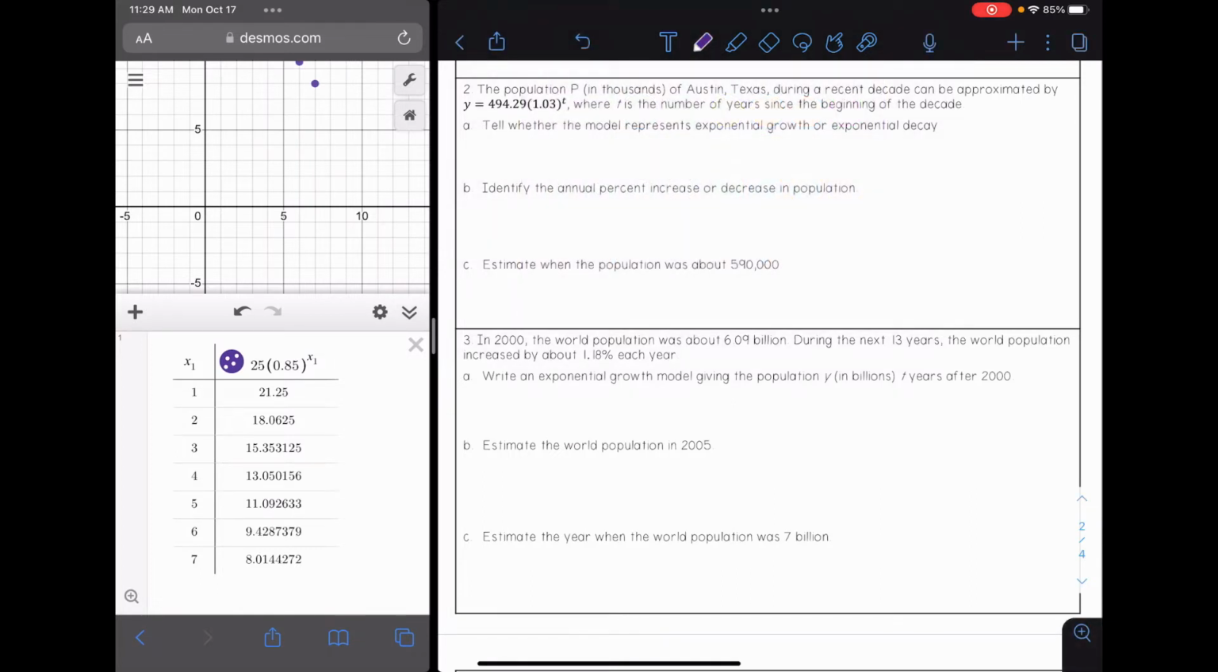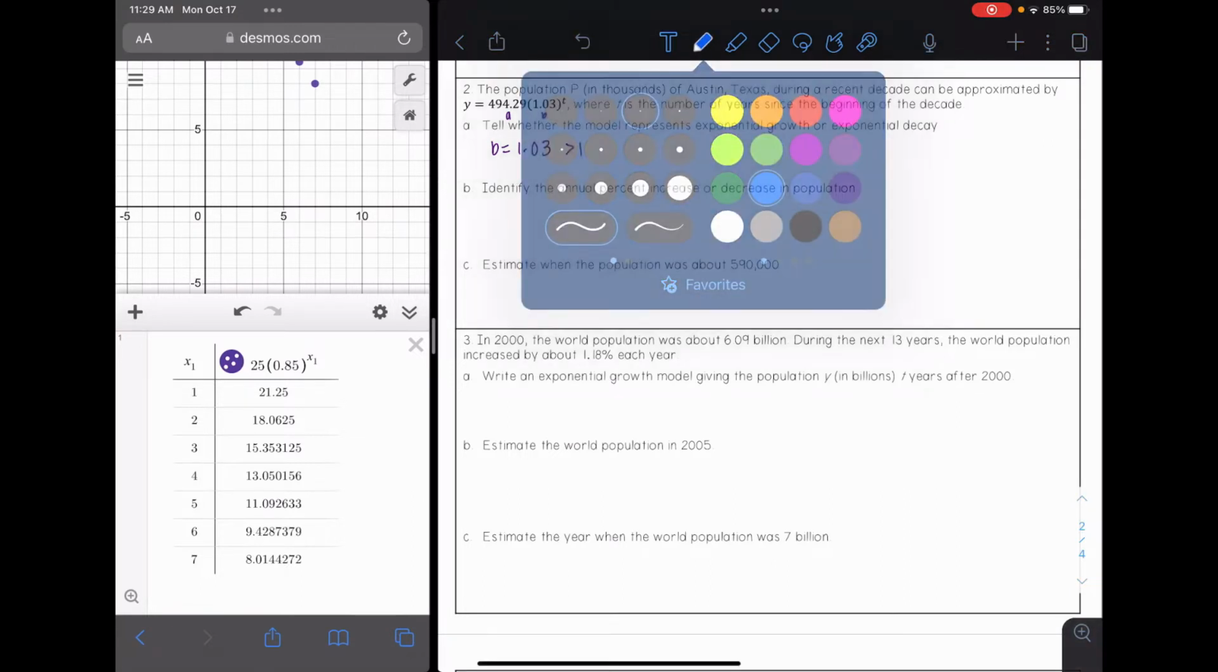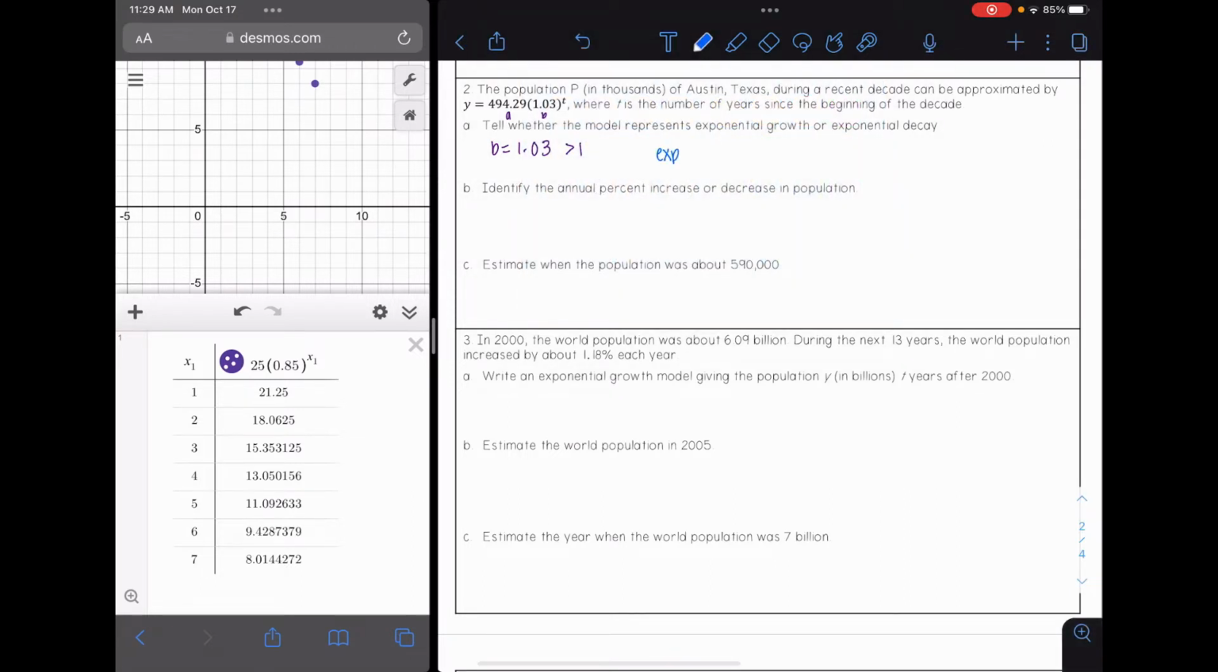So I need to look at my b value for that. So my b is going to be this 1.03. And I see that is greater than 1. And since it's greater than 1, this is going to be exponential growth.